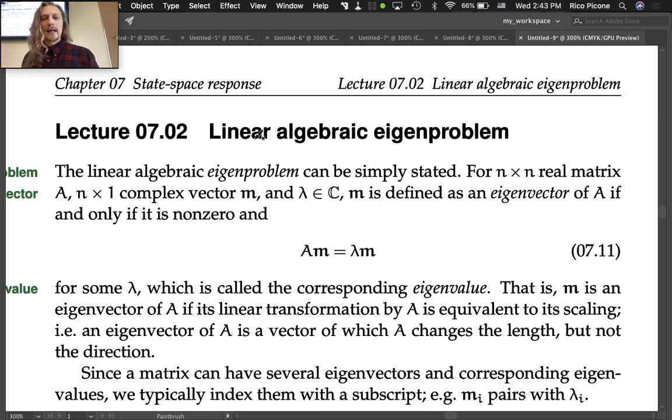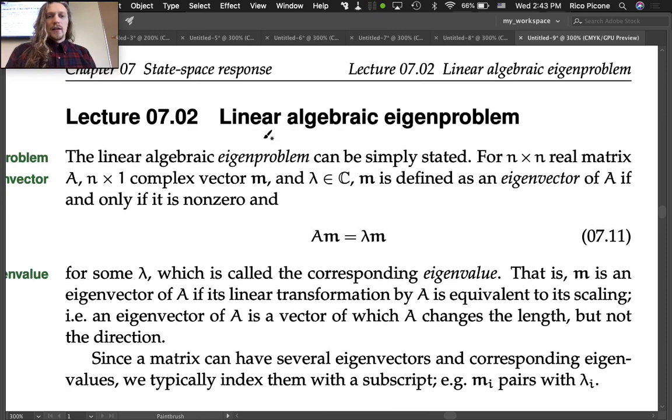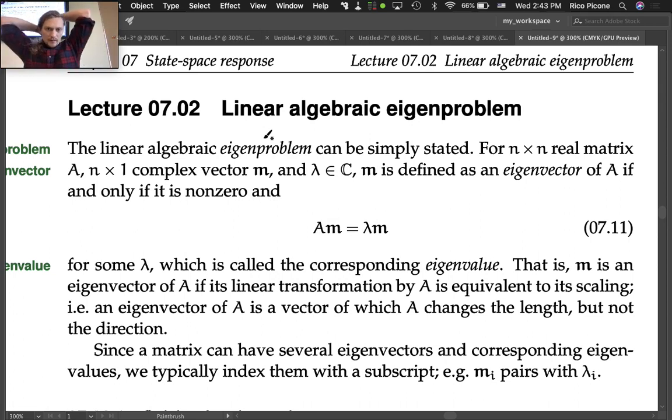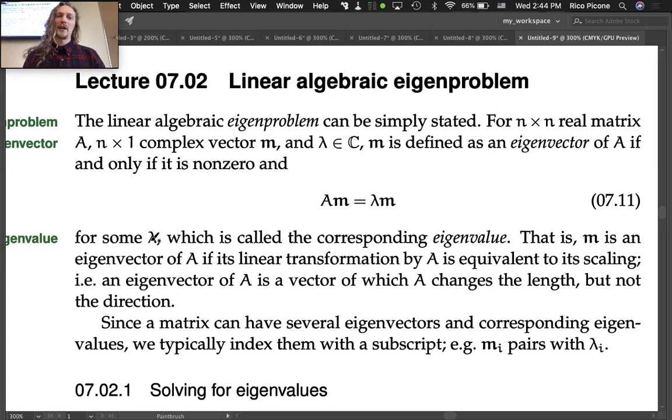linear algebraic eigenproblem. So the linear algebraic eigenproblem can be simply stated for an n by n real matrix A. This is not necessarily the A matrix from the linear time invariant state equations. However, that's what we're going to use it for. We're going to introduce the eigenproblem in general, and then we'll just apply it to the A matrix. So that's like a little foreshadowing.